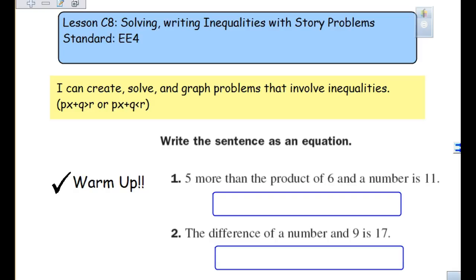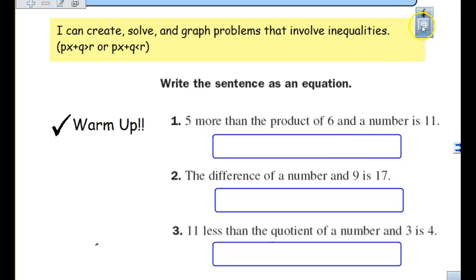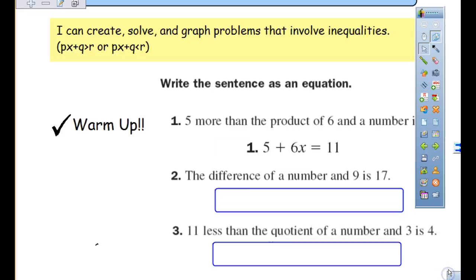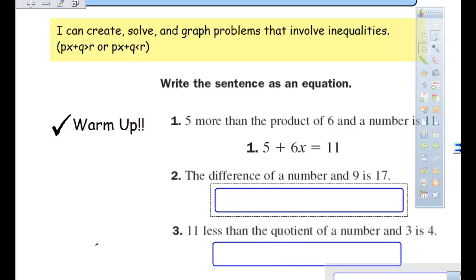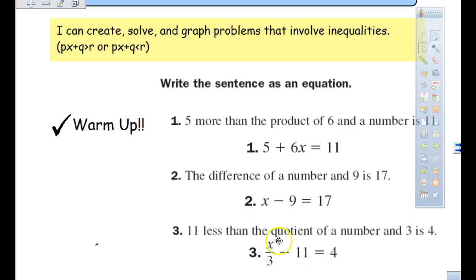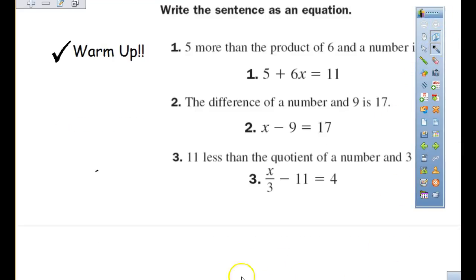All right. So what I want you to do is look at the first one. I say 5 more than 6x equals 11. Do you agree? Difference of a number and 9 is 17. X minus 9 equals 17. 11 less than the quotient. That's a special one, right? We have to flip it around. Subtraction, and we have to put the x divided by 3 first. Can you have it written as x divided by 3?